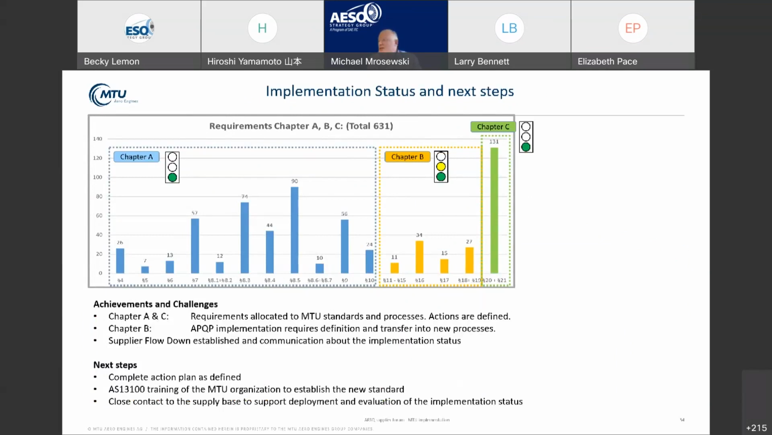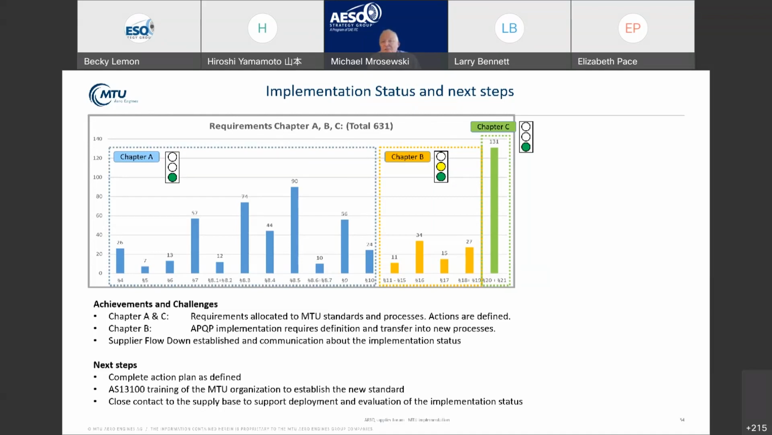Chapter B, there's still some work to do at MTU because we are coming from an APQP deployment and we still have to cover some requirement definitions and potentially define new processes for deploying APQP throughout the process landscape of MTU. What are the next steps?